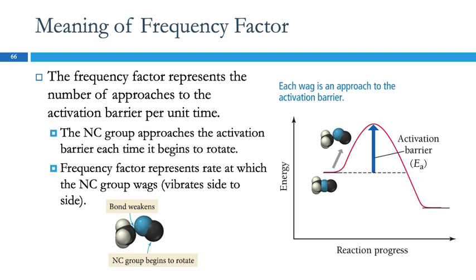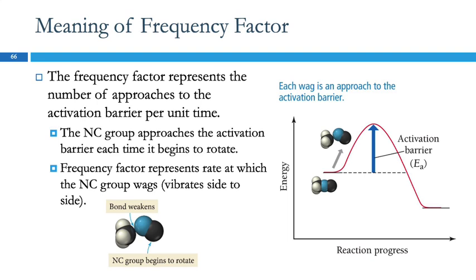So you can think of that NC group as being like a dog's tail, right? You come home, your dog's tail goes, right? Vibrates from side to side. So this NC group, you can think of it as wagging back and forth. And so the frequency factor represents the rate at which it's wagging.